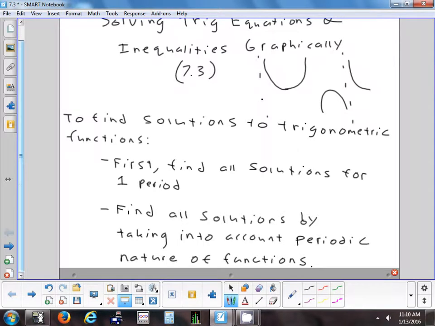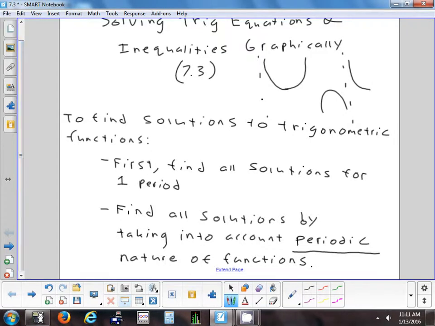And then once we find all the solutions in one period, we find all the solutions by taking into account the period. So that just means put either plus 2 pi n or plus pi n if you're in radians. Or if you're working in degrees, you put plus 180 n or plus 360 n. Most of the time, you can have periods other than 2 pi and pi, but those seem to come up quite a bit.